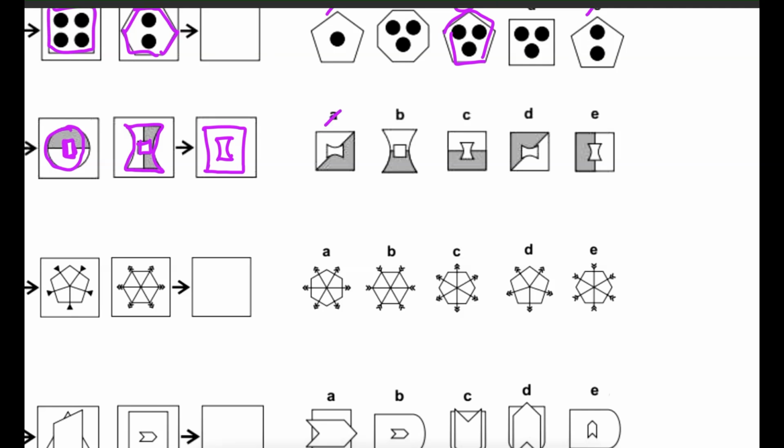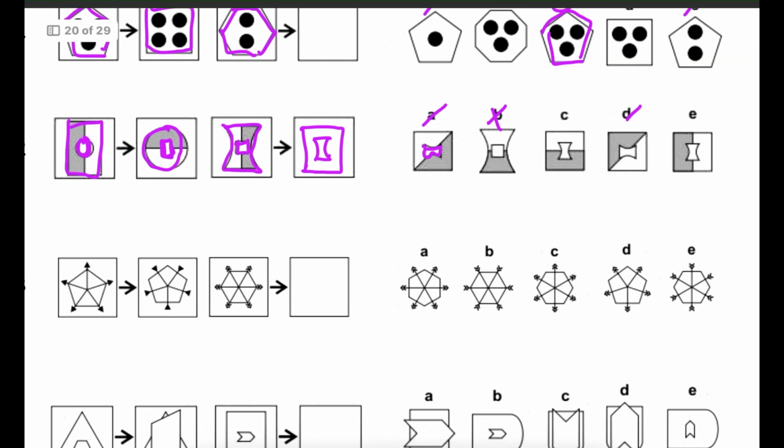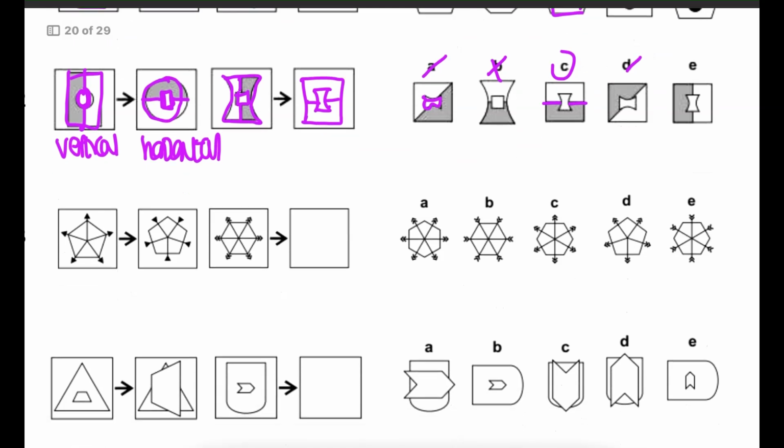So we can rule out A because this shape is now rotated when it shouldn't have. B, that's wrong. And D, that's wrong. So now we've got to determine which side the grey and white should be. So here the line is vertical. Now the line is horizontal. Vertical, so it's going to be horizontal. So the answer is C, because we've got the horizontal line here.